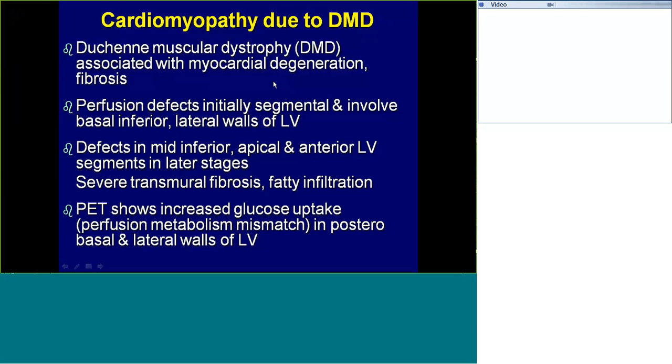Also, in Duchenne muscular dystrophy, we can look for the myocardial degeneration. Here, most of the time, it involves the infero-basal and lateral walls, and as the transmural fibrosis and fatty infiltration advances, the myocardial perfusion defects also advance into the infero-apical, mid-inferior, also the anterior LV segments, but it always starts with infero-basal and lateral walls.